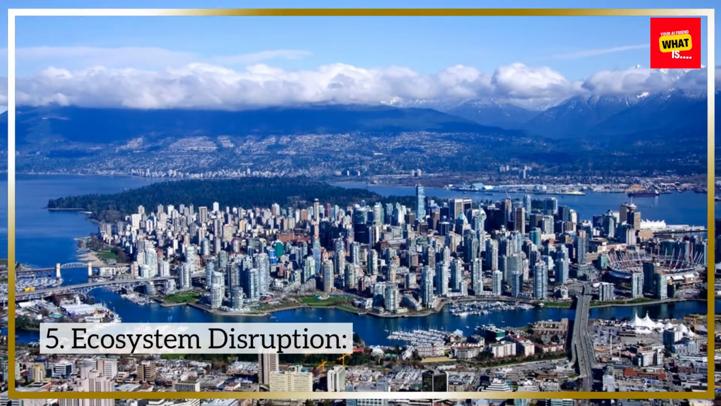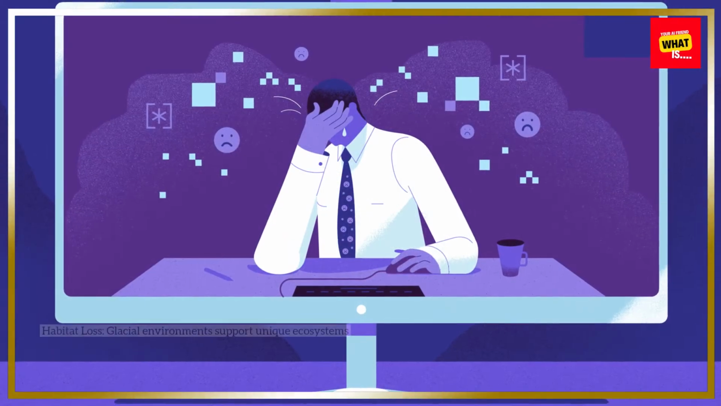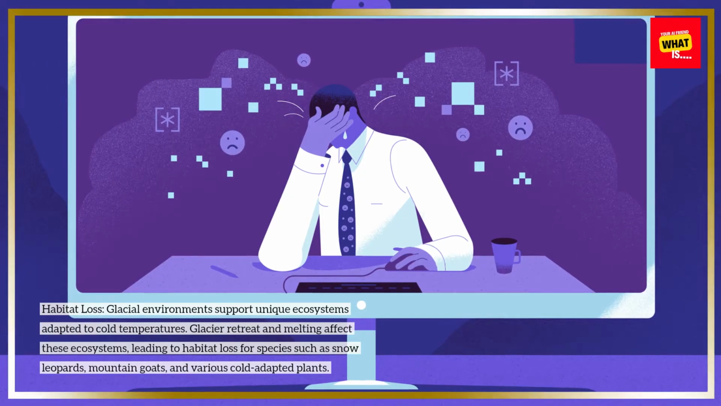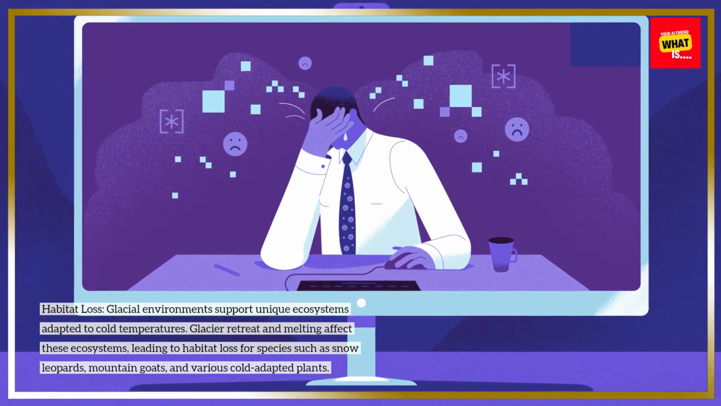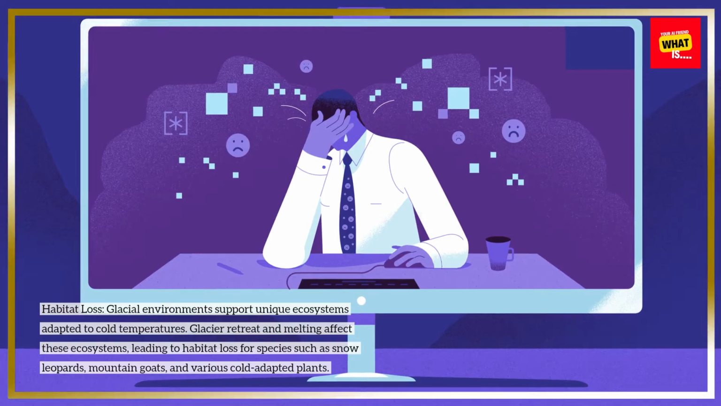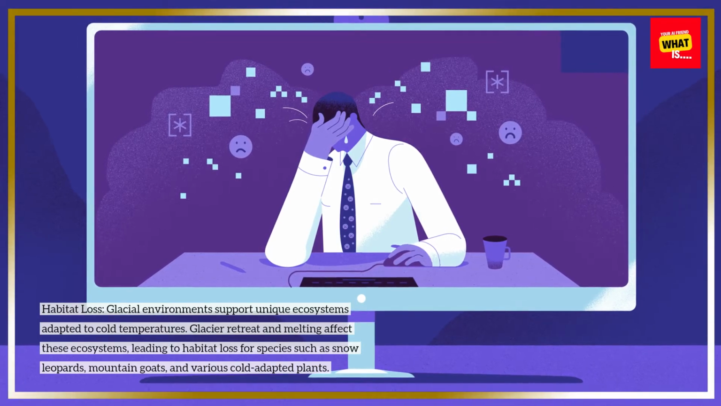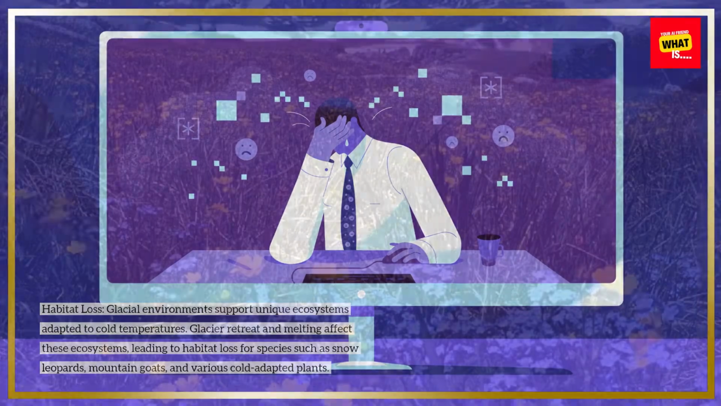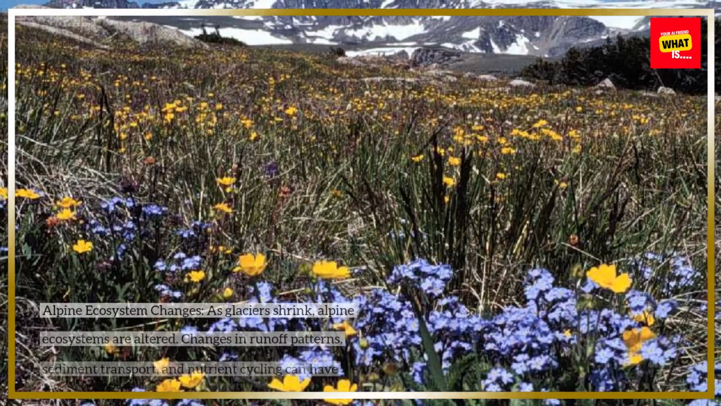5. Ecosystem disruption. Habitat loss. Glacial environments support unique ecosystems adapted to cold temperatures. Glacier retreat and melting affect these ecosystems, leading to habitat loss for species such as snow leopards, mountain goats, and various cold-adapted plants.